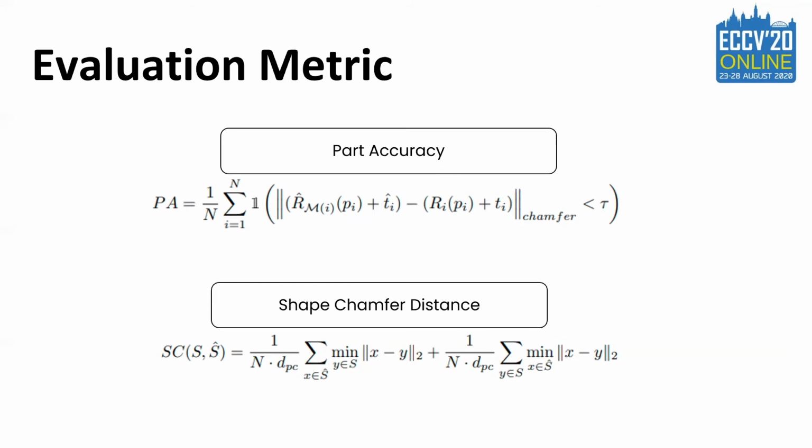For the part accuracy, we select the threshold of 0.1 and calculate a two-way chamfer distance between the predicted part pose and the ground truth part pose, which then gives us an accuracy score. For the shape chamfer distance, we calculate the two-way chamfer distance between the predicted and the ground truth assembly.